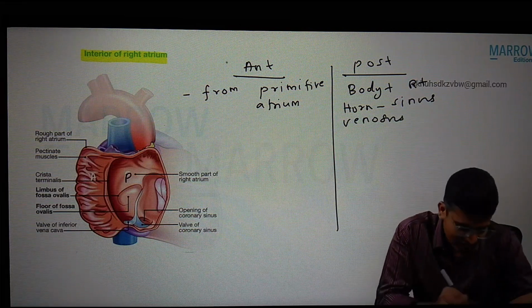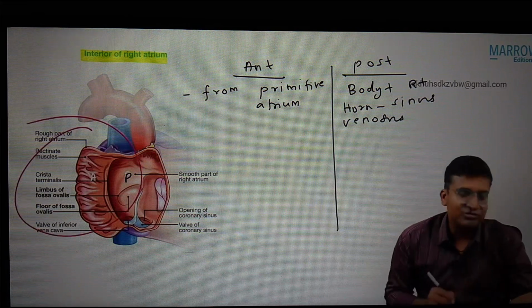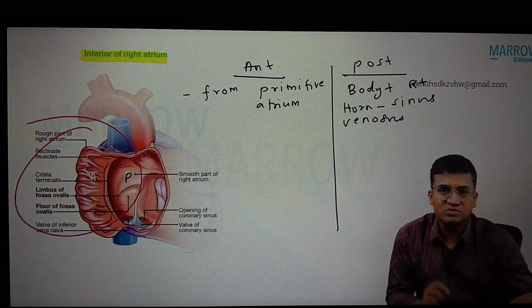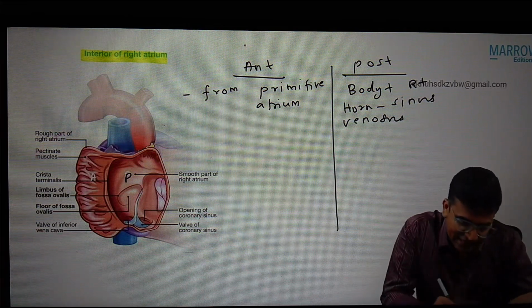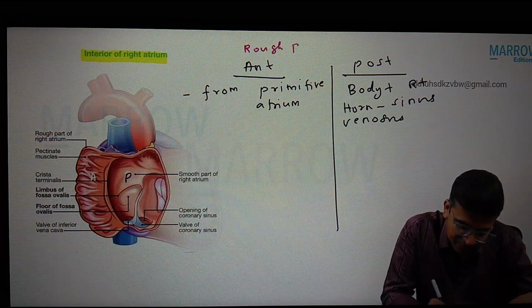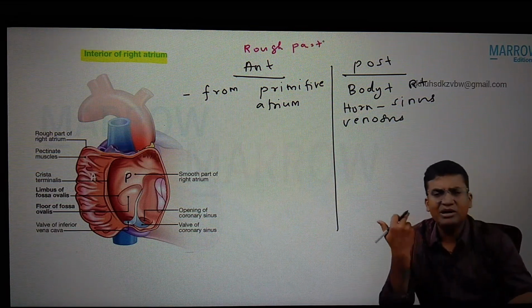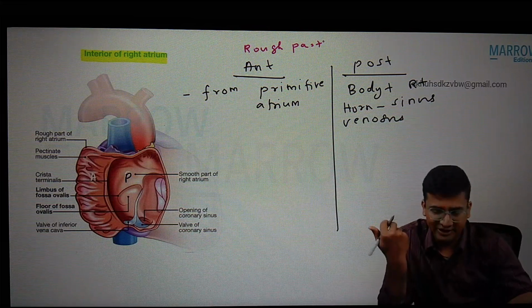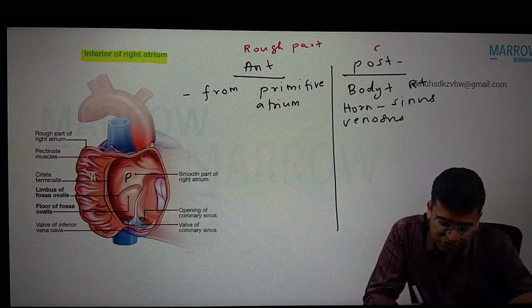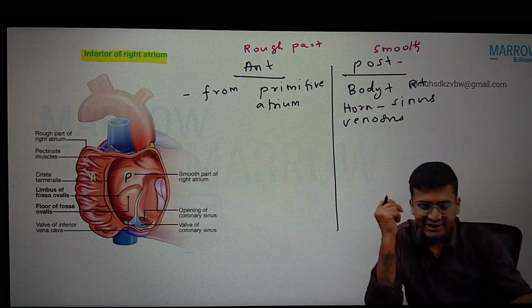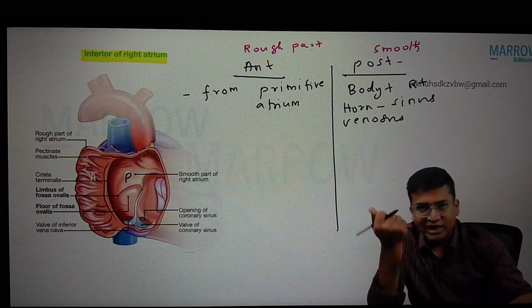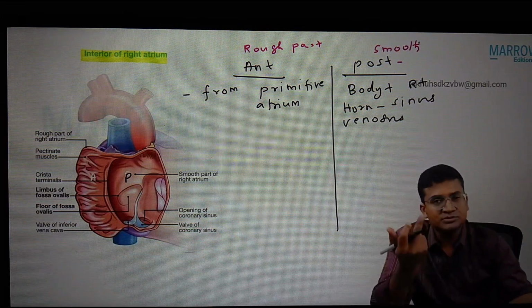Now see the diagram. The anterior part is rough. You see numerous small muscles there. That is anterior rough part. Now see the posterior part. Posterior part, we are not seeing any muscles. Okay, so the posterior part is smooth. So anterior part of right atrium is rough and the posterior part of right atrium is smooth.